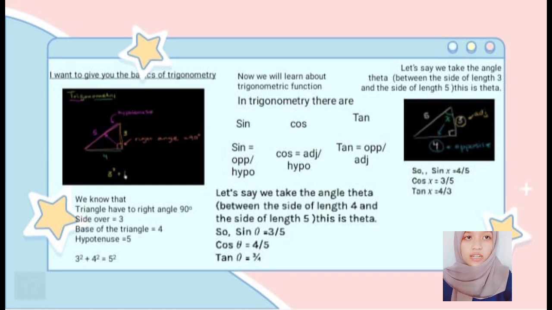Now we'll learn about trigonometric functions, in which sin is opposite per hypotenuse, cos is adjacent per hypotenuse, and tan is opposite per adjacent. Let's say we take the angle theta between the side of length 4 and the side of length 5. This is theta. So sin theta equals 3 per 5, cos theta equals 4 per 5, and tan theta equals 3 per 4. Let's say we take the angle x between the side of length 3 and the side of length 5. So sin x equals 4 per 5, cos x equals 3 per 5, and tan x equals 4 per 3.